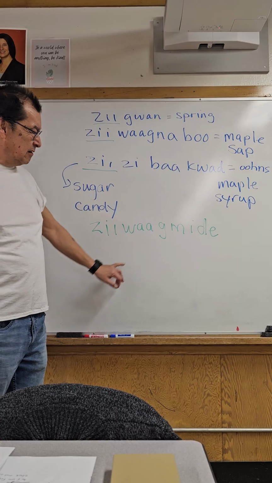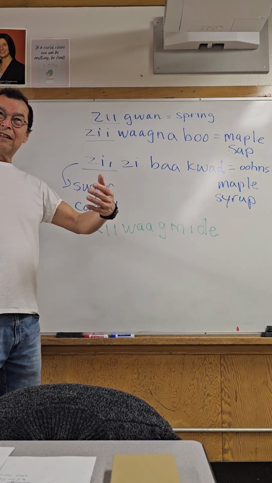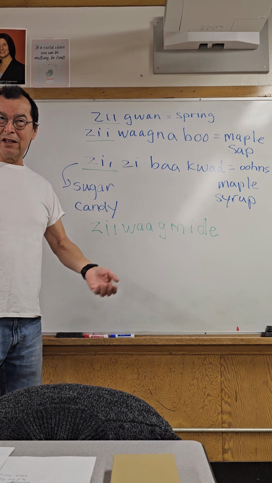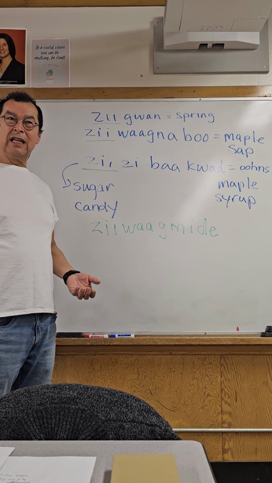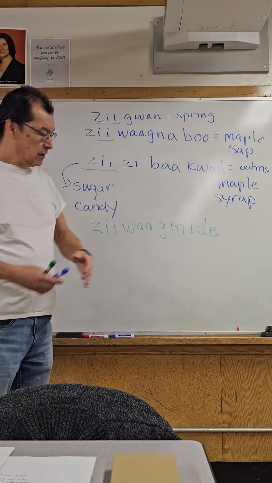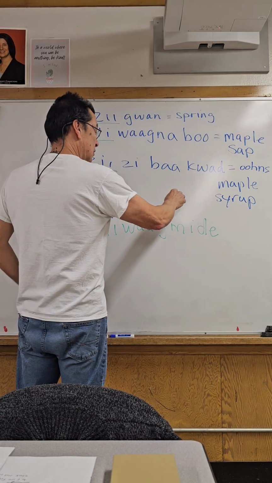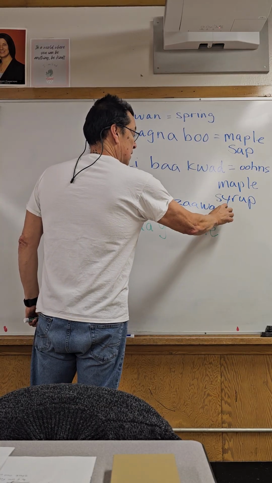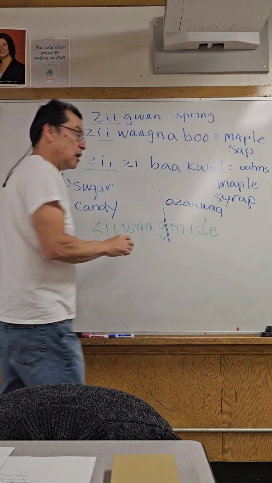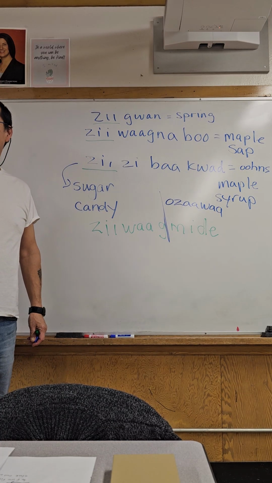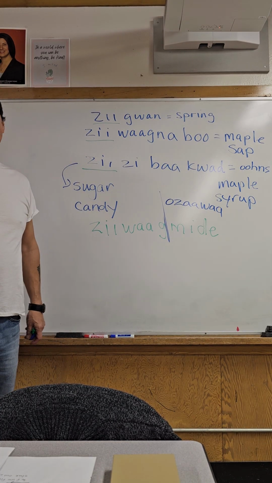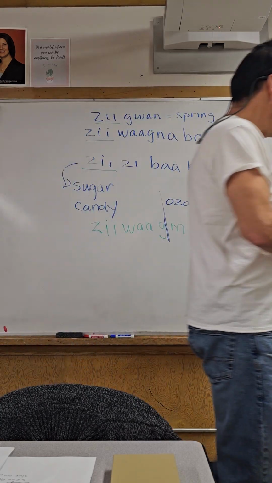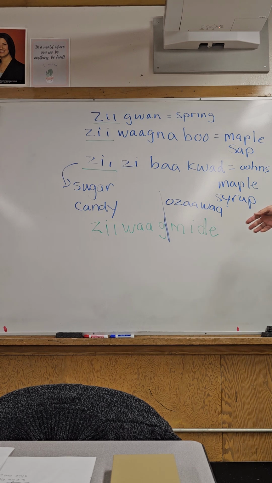Yeah, I don't know what the connection of this would be, but I know that mide, you're talking about grease or a lard or butter or something of that nature. Ziwagamide. Again, butter we call Ozawamide, which is just yellow fat or yellow grease. Ozawamide, which is obviously different from Ziwagamide.